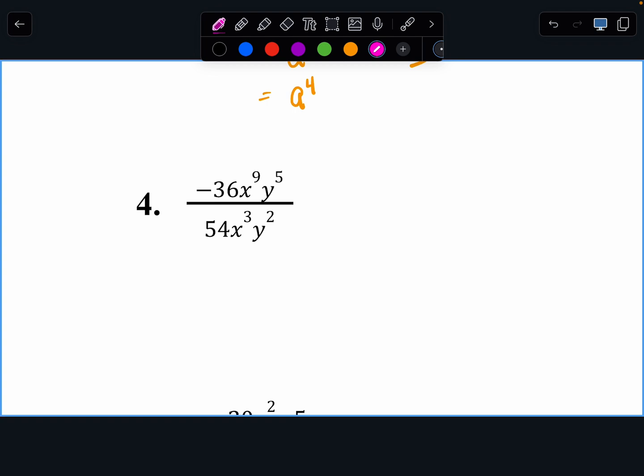18. So I can divide both numbers by 18. 36 divided by 18 becomes negative 2. And 54 divided by 18 becomes 3. And then I have x 9 minus 3, y 5 minus 2.